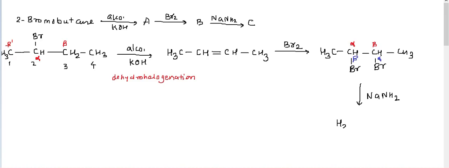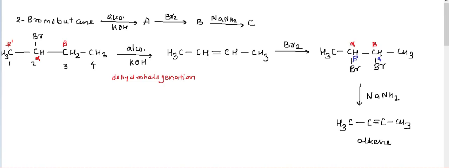So we will end up with this product, CH3C triple bond CCH3. Why? Because we have removed one halogen from this carbon and hydrogen from this carbon, and the next time we have removed hydrogen from this carbon and halogen from this carbon. So we got an alkyne as the main product.